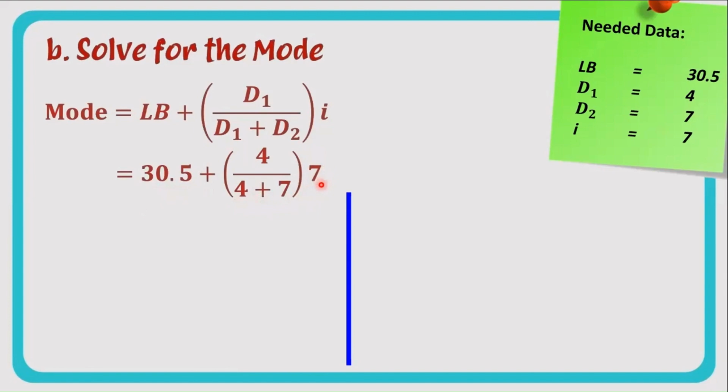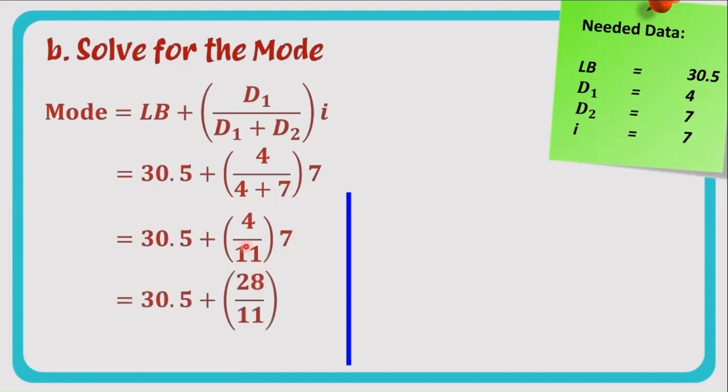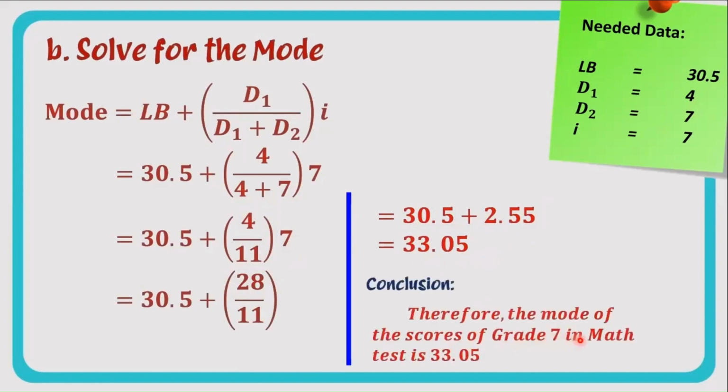The same with the median, we need to solve it step by step. That is simplifying the numbers inside the parentheses first. So we have 4 plus 7 equals 11. Copy everything, and next multiply 4 and 7, so we have 28. Next, divide 28 by 11. We have 2.55. Now we can add 30.5 plus 2.55, and that is 33.05. Therefore, the mode of the scores of grade 7 in the mathematics test is 33.05.